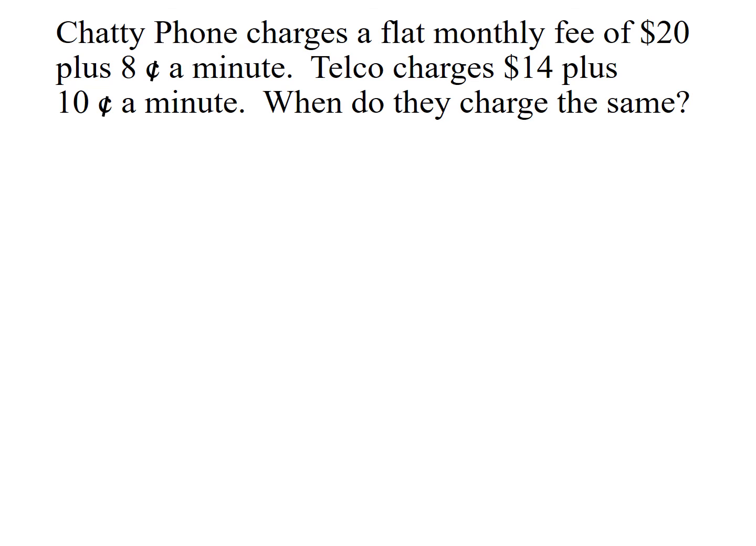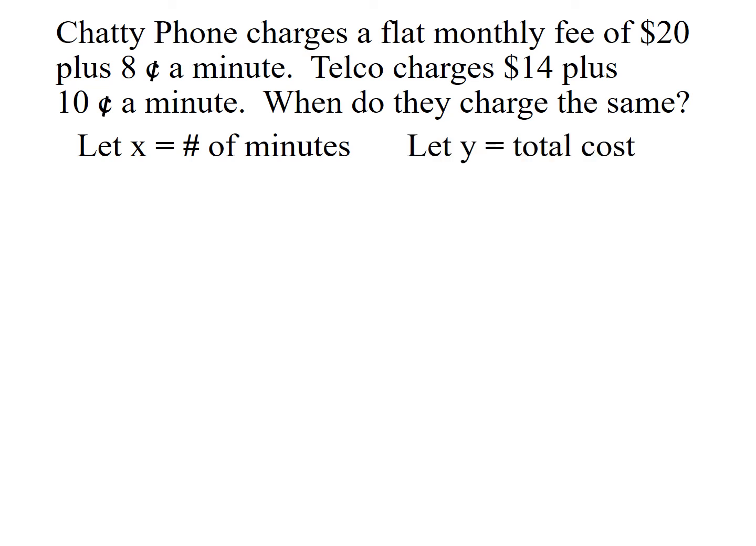So, like we saw before when we did linear equation word problems, we need to figure out the initial value and then the rate of change. But this time we have, instead of just one company, two companies. So then obviously we'll just do it for both companies. Let's let X be the number of minutes that we talk, and Y will be the total cost.